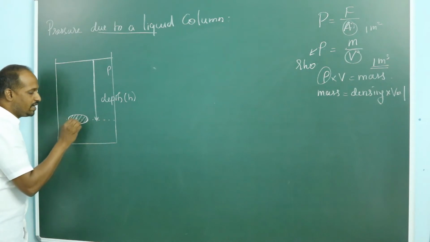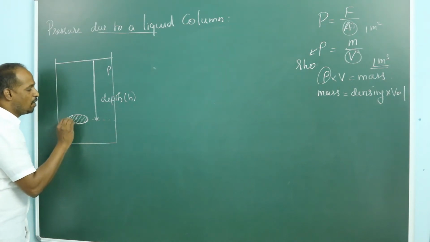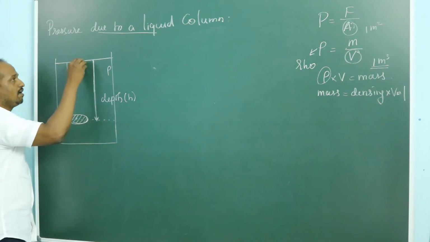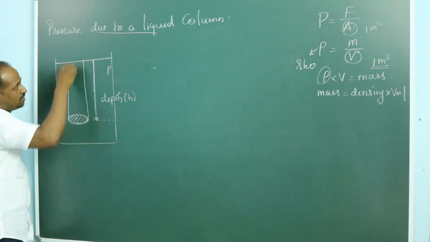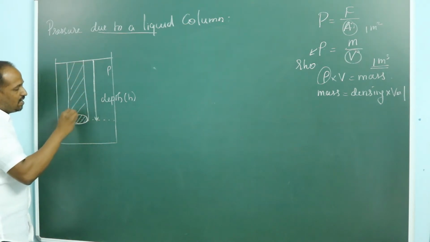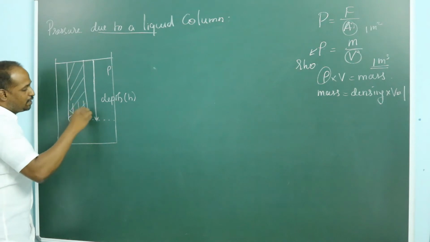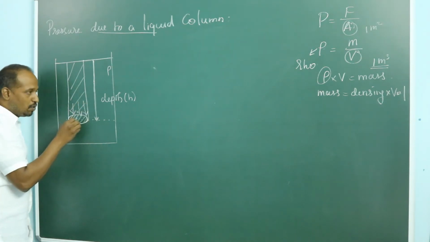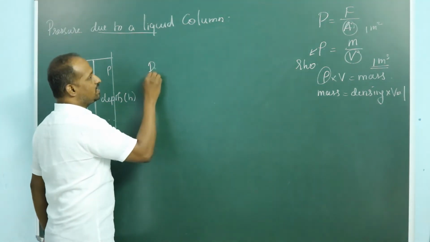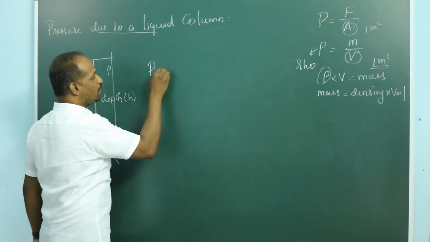So who is going to exert pressure on this? Above this area, there is a column of liquid. This liquid above the area is applying its weight on the area. So we know that pressure is force per area, force per unit area.